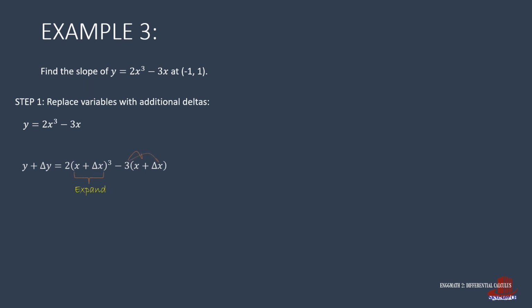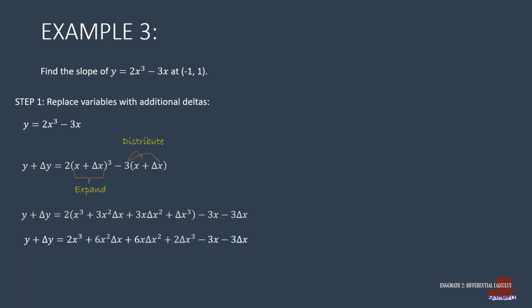Now let's expand the first term and distribute -3 from the second term to get y plus delta y is equal to twice the quantity of x cubed plus 3x squared delta x plus 3x times the square of delta x plus delta x cubed, minus 3x minus 3 times delta x. And another distribution of the scalar can take out the parentheses, making the equation y plus delta y is equal to 2x cubed plus 6x squared delta x plus 6x delta x squared plus twice the cube of delta x minus 3x minus 3 times delta x.